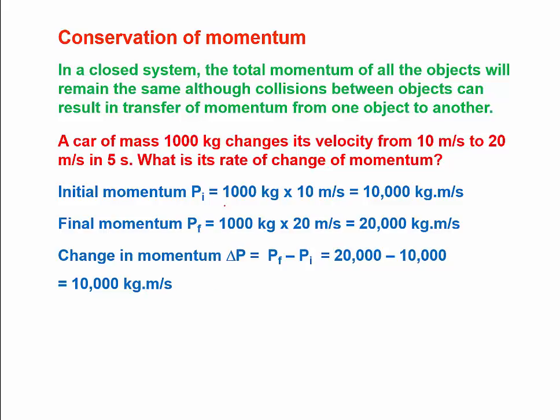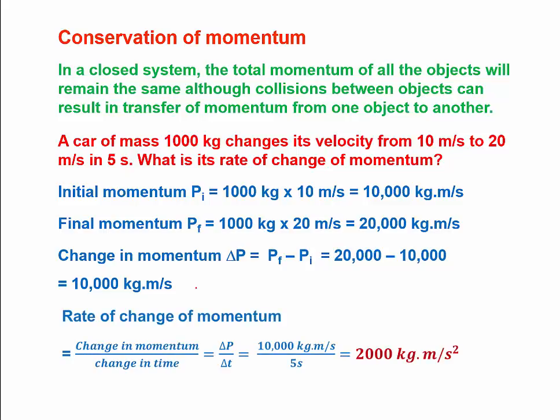Now how do we find the rate of change of momentum? Divide this change in momentum by the time interval. So, rate of change of momentum is change in momentum divided by the time interval, delta p divided by delta t, and that gives you 2000 kilogram meter per second.